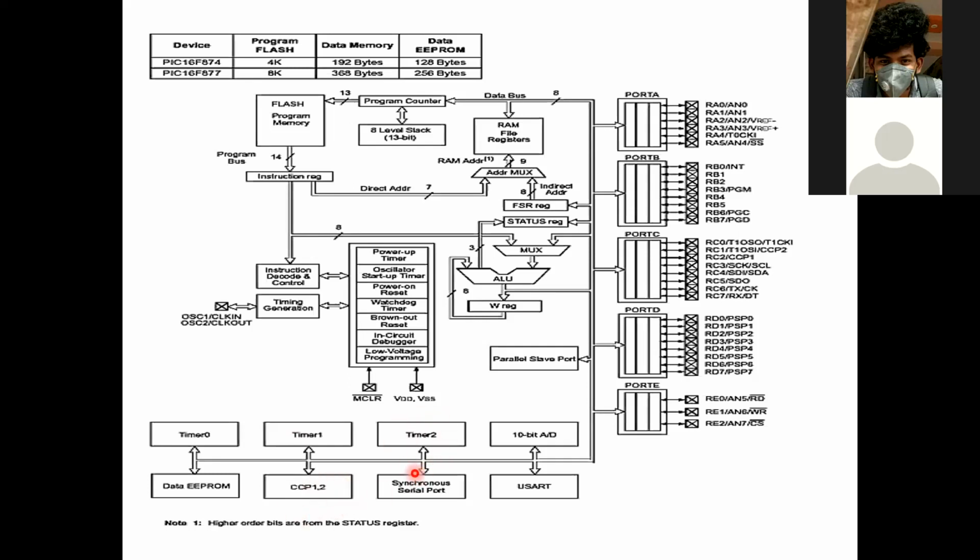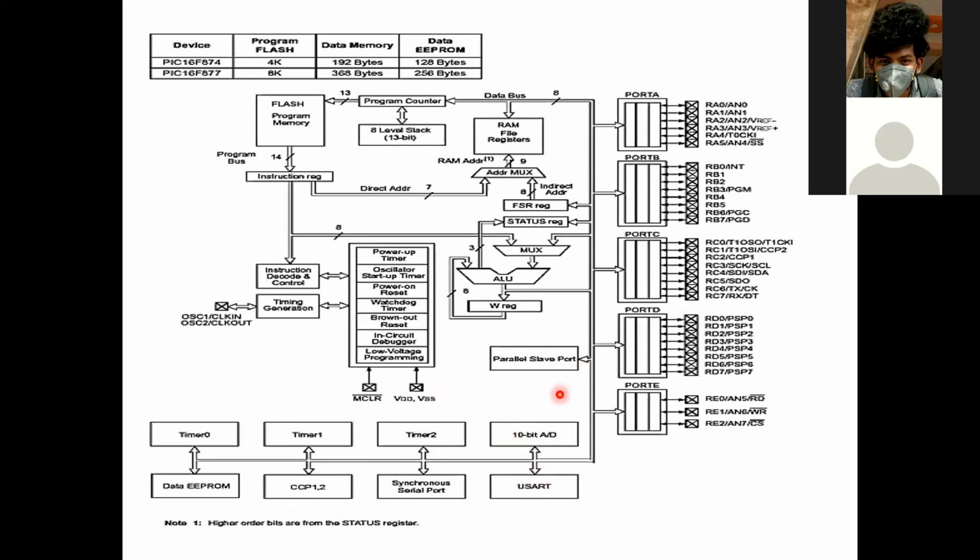And timer 2, the synchronous serial port. We have seen that the SPI module will be served by timer 2, not USART. Actually, USART is separately connected. The SPI module will be served, and I square C will also serve here. Then the 10-bit A to D, 10-bit resolution. You all know 2 power 10, 1024 levels will be generated in the analog to digital converter.